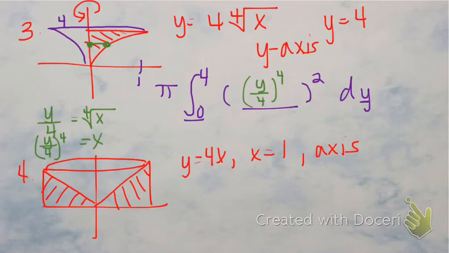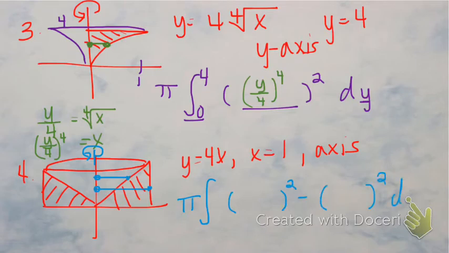And we're going to go around the y-axis again. Since we're going around the y-axis, there is a hole, because I have to take this cylinder and then subtract off the cone. So I know there's going to be a pi, there's going to be an integral, something squared minus something squared, dy.